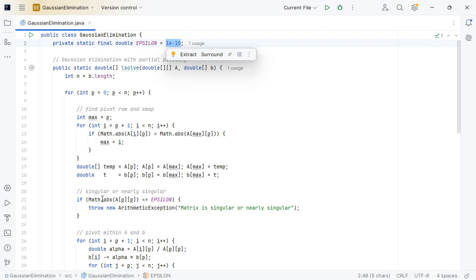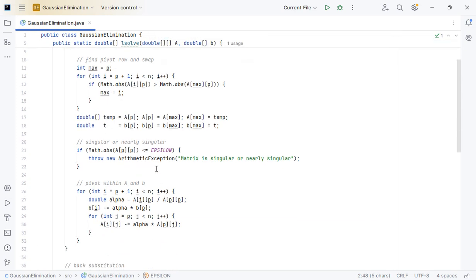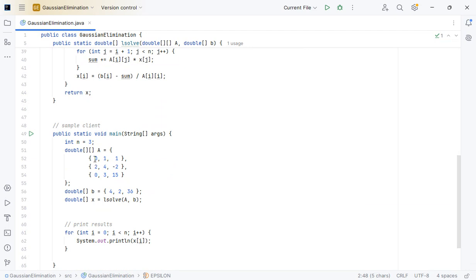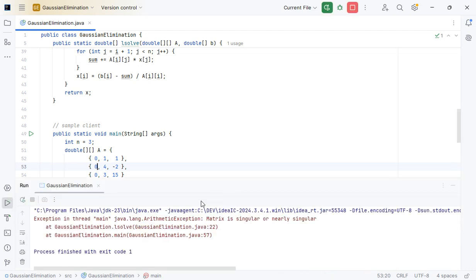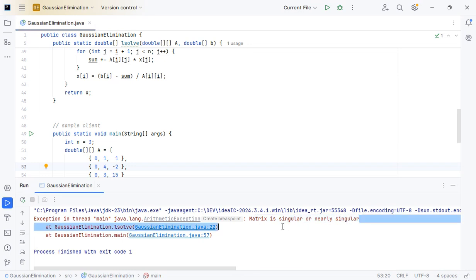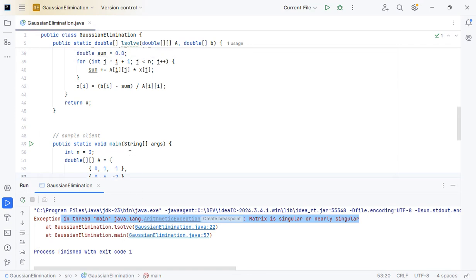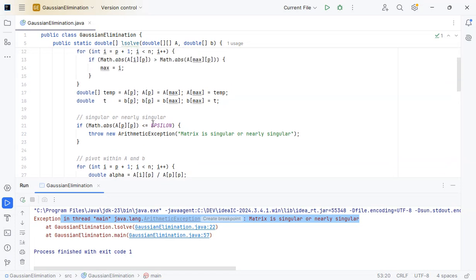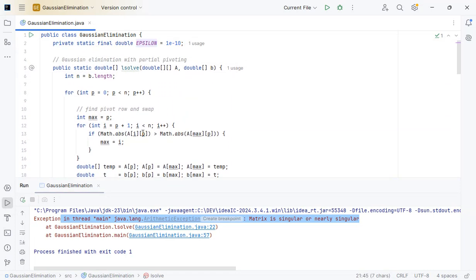This is for understanding whether the matrix is singular or not. We can try to get it. You see, here we have 0 and 2 and 3. What happens if you put 0 here? Then all the elements in the row will be zeros. If I now start executing it, it's going to throw the exception. You can see: exception in thread main, matrix is singular or nearly singular. We got this exception because 0, 0, 0 is below the threshold.